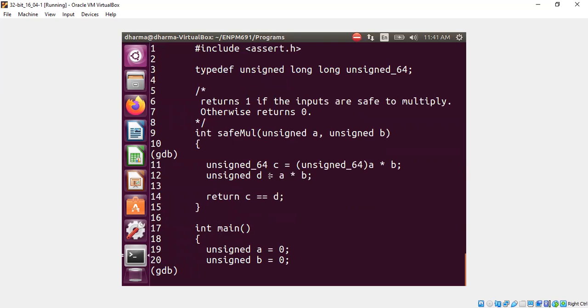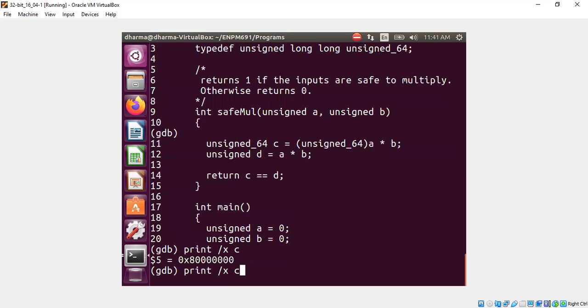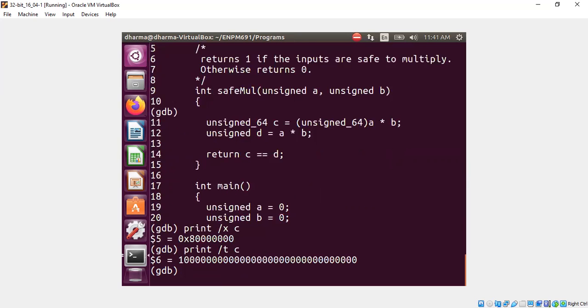We need to multiply. We already multiplied it right here. So let's look at C. We should see 2 power 31. Let's look at C, maybe in binary. Yeah, this is 2 power 31. This is the first byte, second byte, third byte. 24 is gone, 28 is gone, and this is 32. So the 32nd position turned on means 2 power 31. All right, so you got 2 power 31 here.